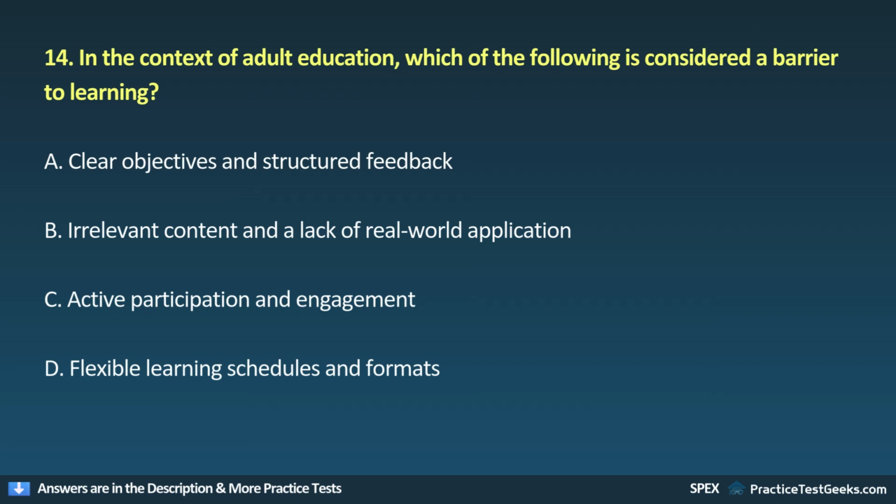14. In the context of adult education, which of the following is considered a barrier to learning? A. Clear objectives and structured feedback. B. Irrelevant content and a lack of real-world application. C. Active participation and engagement. D. Flexible learning schedules and formats.